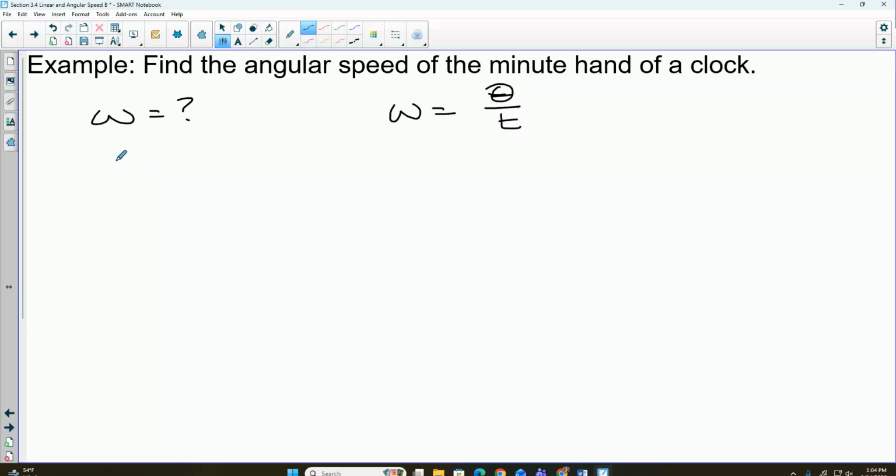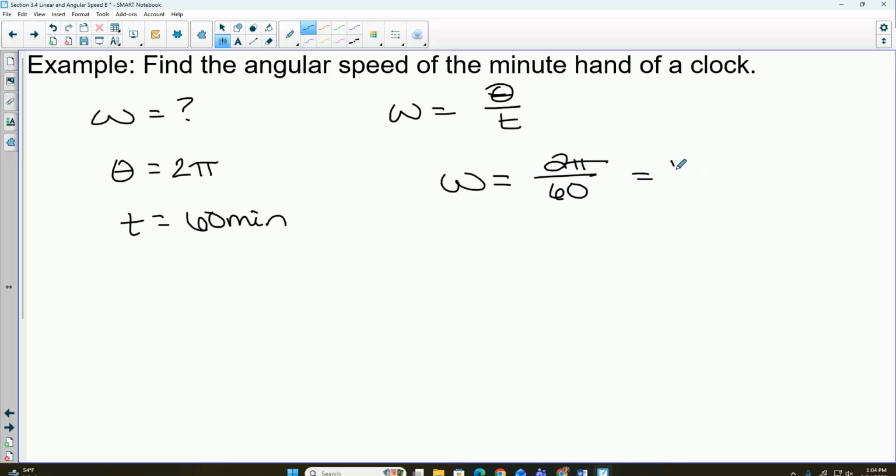Theta and t. We just need to pick an angle and a time that go together. So let's pick a nice angle. Let's say 2 pi. If I choose 2 pi, that means the minute hand went all the way around the clock. So how much time has passed? 60 minutes, or could you do 1 hour? Absolutely. Okay, so if I set it up like that, that would give me pi over 30.